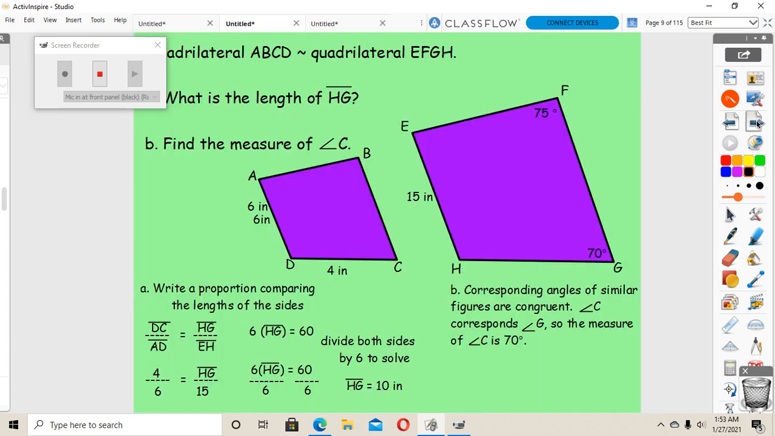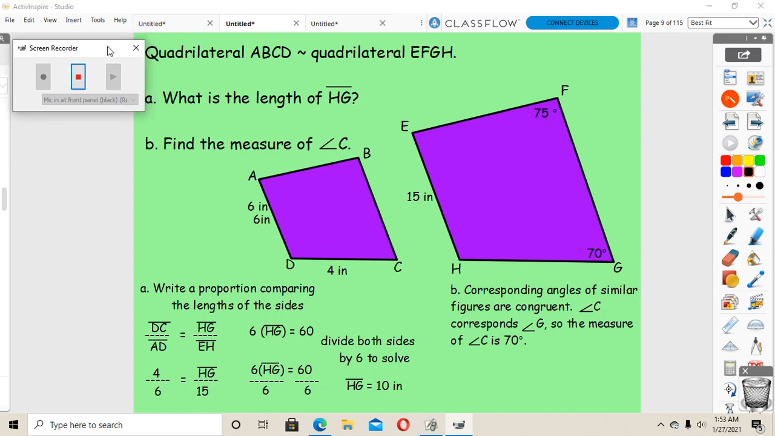Here the quadrilateral ABCD and here E, F, G and H, anticlockwise. Write the proportions comparing the lengths. We need to find HG. HG corresponds to DC, and proportional to that we have AD over here.